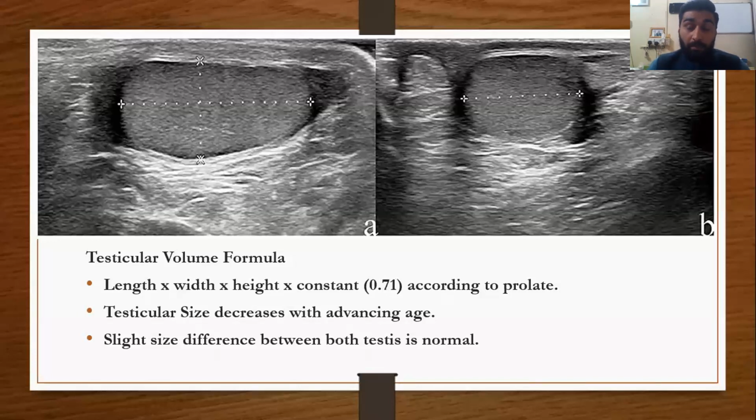Why is it so? Because when you multiply the whole figures with the constant of 0.51, it can lead to the underestimation of the testicular volume. So to overcome this problem, Lambert did research and published a study that if we multiply the 3 measurements with the constant of 0.71 rather than 0.51, we can avoid an underestimation of the testicular volume. And another fact is that testicular size decreases with advancing age. A slight size difference between the 2 testes is normal.